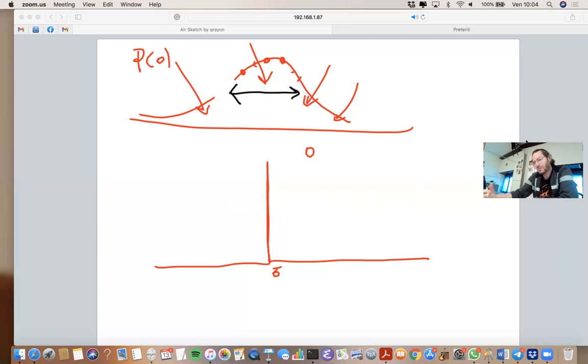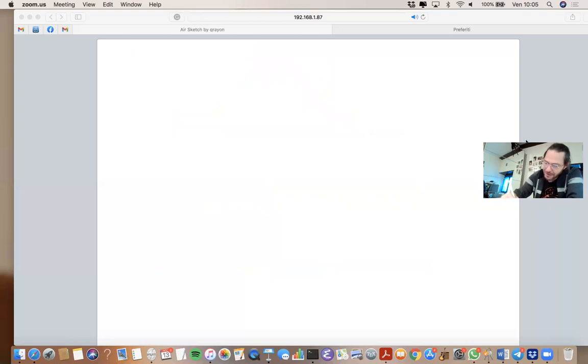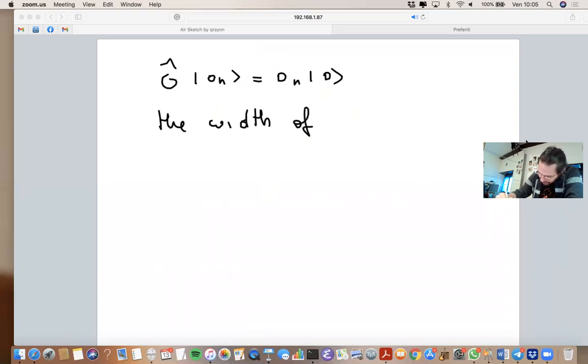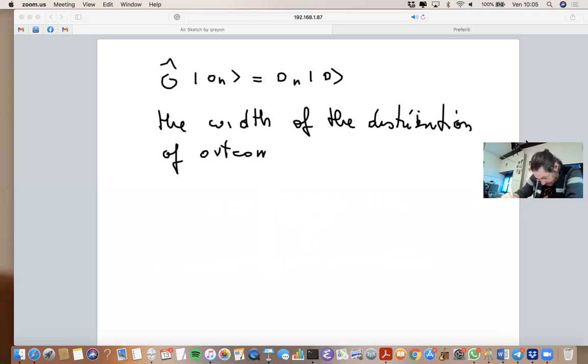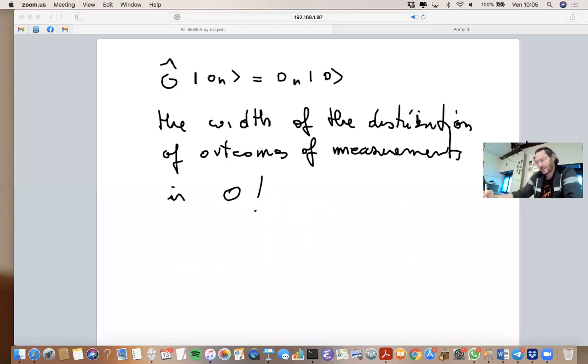Right? Because if the width of the distribution of measurement is 0, then anytime you make a measurement, you always find the same value, the center of the distribution. Now, if the system is in an eigenstate of my operator, the width of the distribution of outcomes of measurements is 0. Let me denote this to distinguish from O.